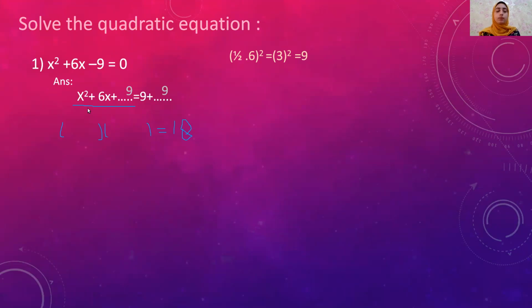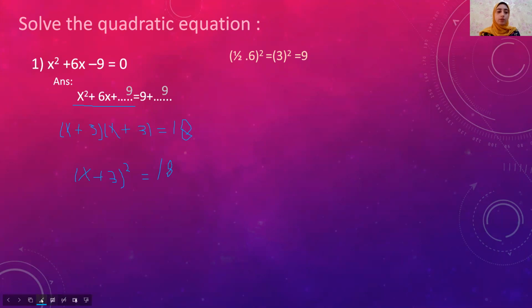Now x squared can be broken as x times x, and 9 as 3 and 3, positive, so we write positive here and positive here. Now x plus 3 times x plus 3 is x plus 3 all squared, right? x plus 3 all squared equals what's here, 18.